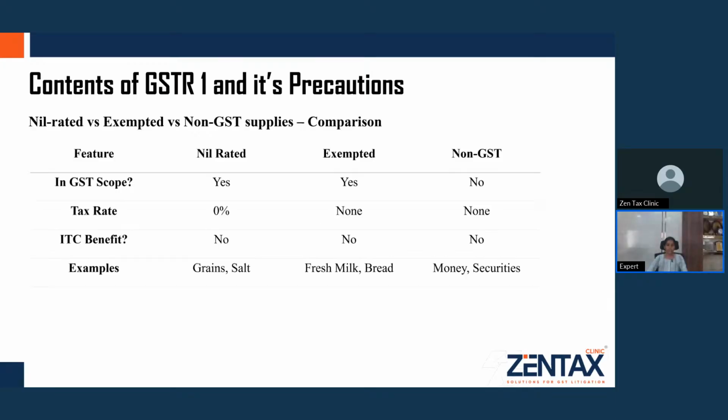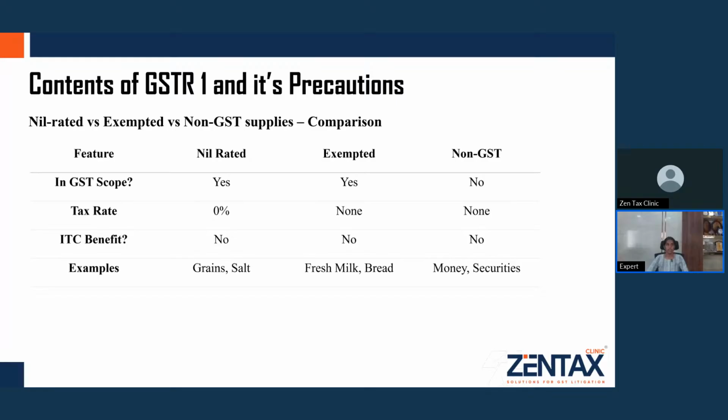This is a summary table where nil-rated, exempted, and non-GST are compared. Nil-rated and exempted fall under the scope of GST, whereas non-GST supplies do not fall under the scope of GST, and therefore no taxes are levied on such supplies. And the tax rate for nil-rated is 0 rated, and for exempted, it is exempt through notification. That is, this is completely different from 0 rated supplies. That is nil-rated supplies.